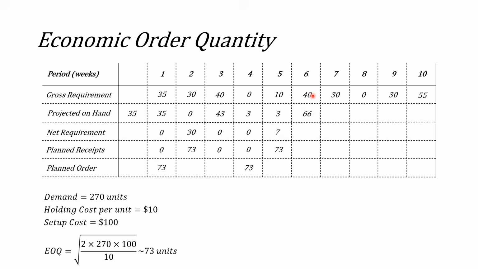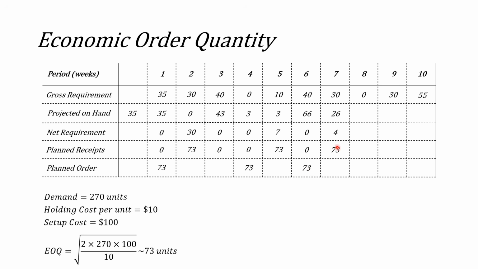And then my gross requirement is 40. Since I have more than enough inventory to meet my gross requirement, my net requirement is 0, so I don't need to place an order. The remaining 26 units, which is the difference here, are going to get carried forward to the next month. I have 26 on hand, but my requirement is 30, so my net requirement is 4 units, and I apologize for the background sound. Since I have a net requirement of 4 units, I need to receive another shipment of 73 units right there. So I need to place the order 1 week in advance.